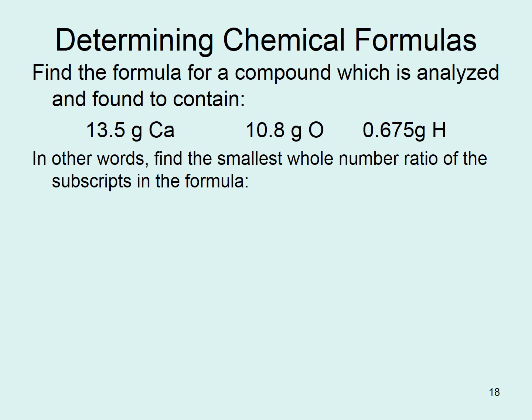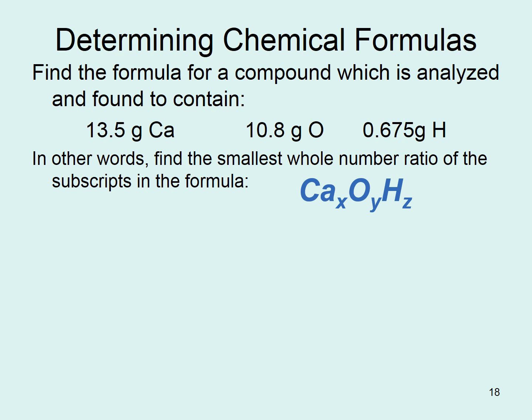So what we're trying to find is the smallest whole number ratio of the subscripts in this formula. In other words, we want to know how many calcium to how many oxygen to how many hydrogen. How many, the actual number, not the mass. And because they each have a different mass, we're going to have to factor that out.